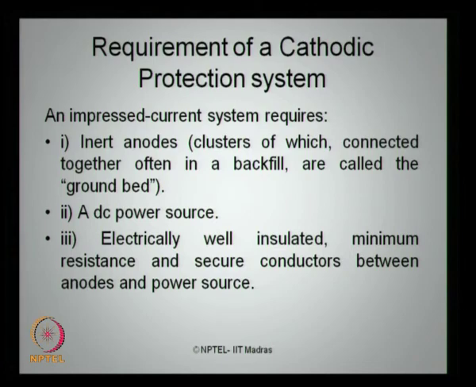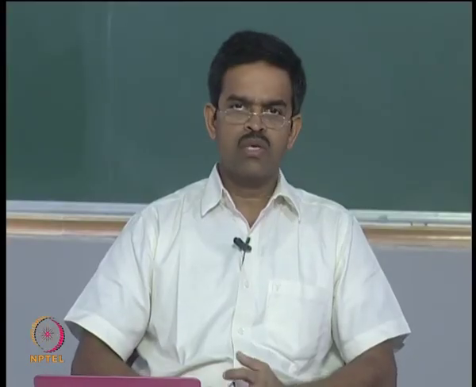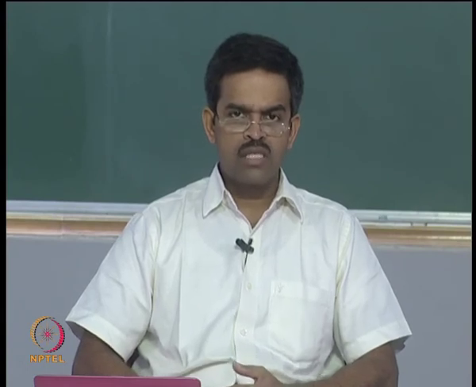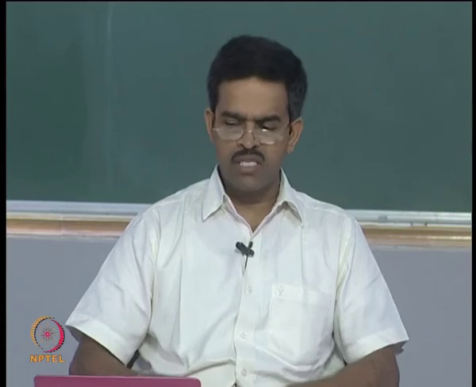Ladies and gentlemen, in the present lecture we discussed different methods of corrosion protection, cathodic protection, sacrificial anodes, etc., and different combinations of metals which can be used as coatings, sheathings, etc., to protect the metal surface from corrosion.